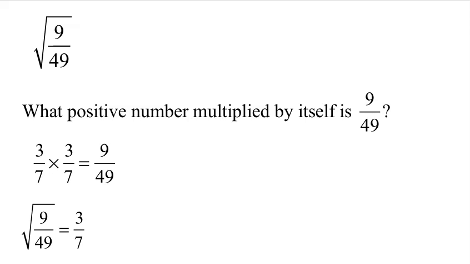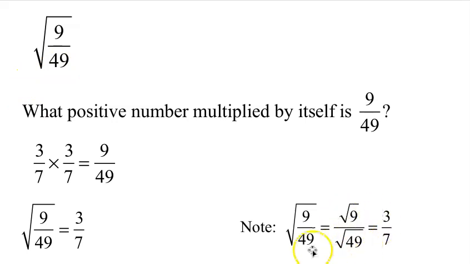But there's another way we can think of this. The square root of 9/49 is actually the square root of 9 over the square root of 49. Radicals can behave that way. If you have a radical over a fraction, it's radical top over radical at the bottom. Square root of 9, what positive number multiplied by itself is 9? 3, because 3 times 3 is 9. Square root of 49, what positive number multiplied by itself is 49? 7. 7 times 7 is 49. So two ways to think about the square root of 9/49.